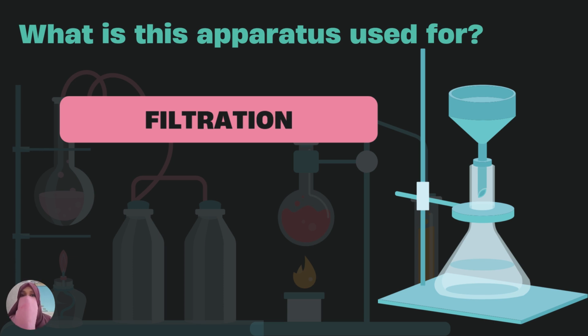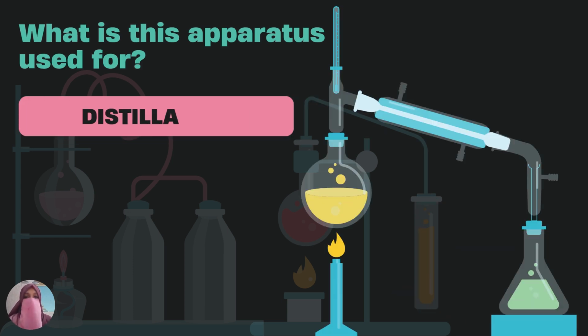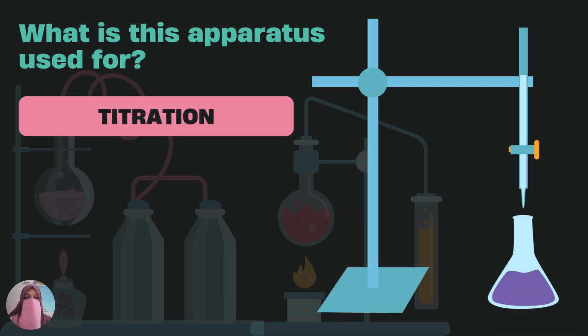What is this apparatus used for? This apparatus is used for filtration. Easy. What is this apparatus used for? Distillation, simple distillation and fractional distillation. This can be used in both methods. What is this apparatus used for? I think you all know, this is titration.